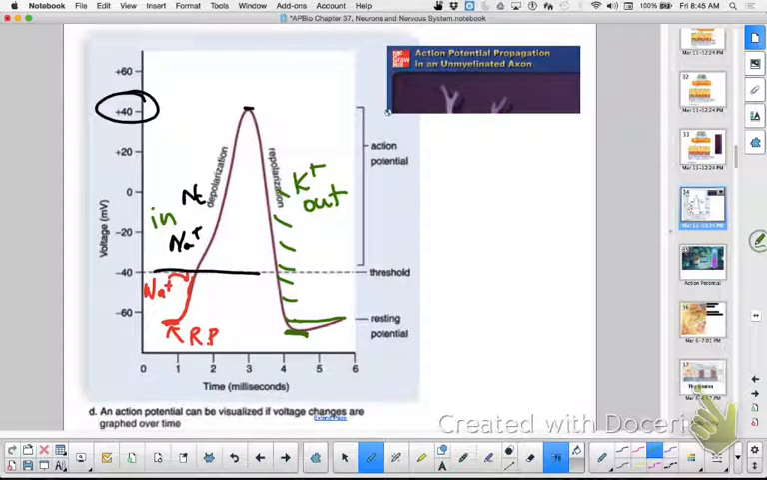And then the long term is the sodium potassium pump. Perfect. Write that down. Sodium potassium pump.